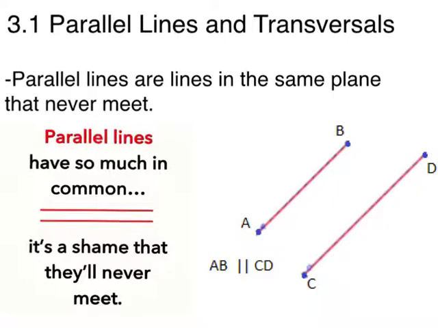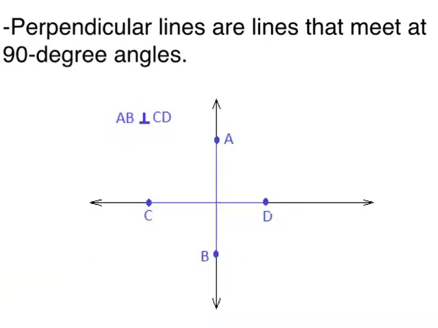Alright, next vocab word. Okay, here are perpendicular lines. These are lines that meet at 90-degree angles. Notice here, this is how you call them perpendicular. This little symbol here, an upside down T, means line segment AB is perpendicular to line segment CD. And all of these angles here are 90 degrees.